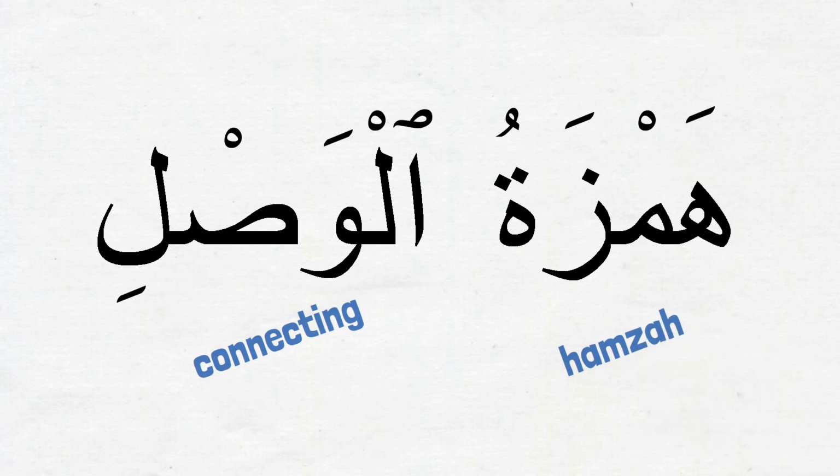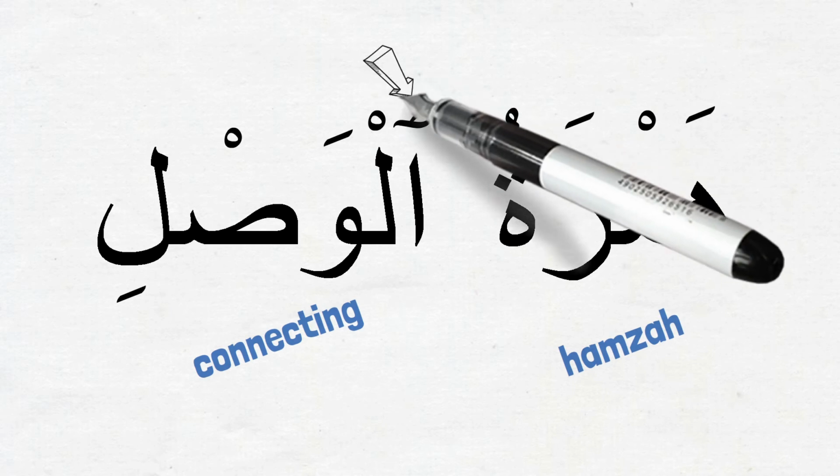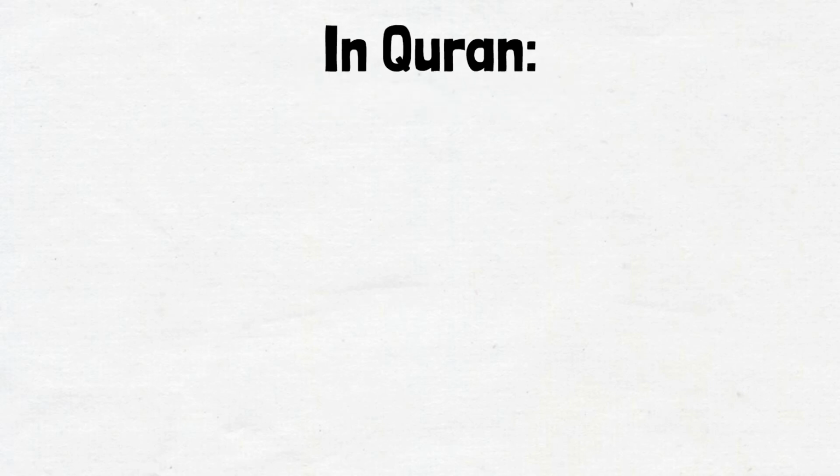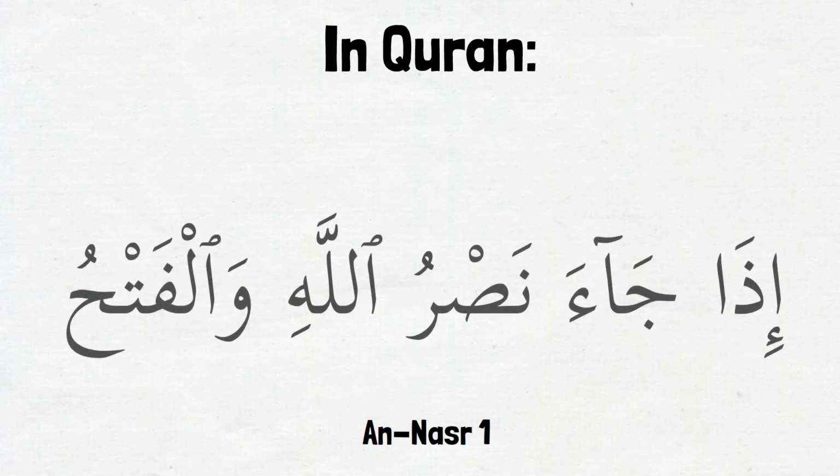Hamzatul wasl. It is interesting to observe that even in the name hamzatul wasl, we have a hamzatul wasl sign. That is why we read it as hamzatul wasl, not hamzatu al-wasl. In the Quran, we run into a lot of words with hamzatul wasl. You may have noticed that. In fact, if you know tajweed, you already know what hamzatul wasl is. For example, in Surah An-Nasr, أعوذ بالله من الشيطان الرجيم إذا جاء نصر الله والفتح.